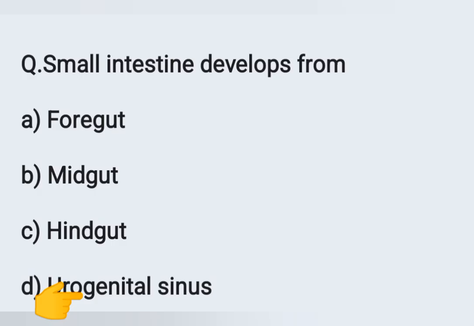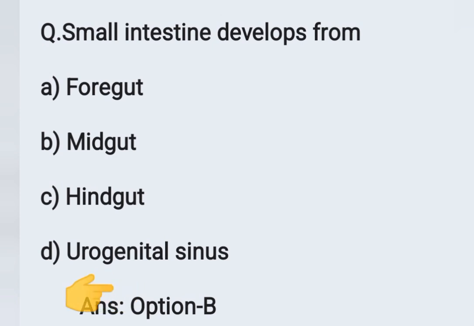Move on to the next question. Small intestine develops from: option A foregut, option B midgut, option C hindgut, option D urogenital sinus. The small intestine is developed from the midgut. Option B is the correct answer.